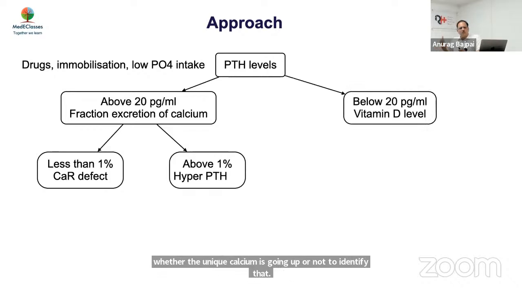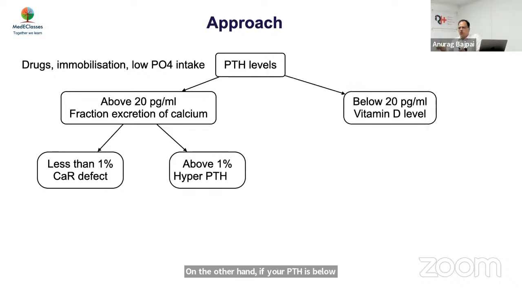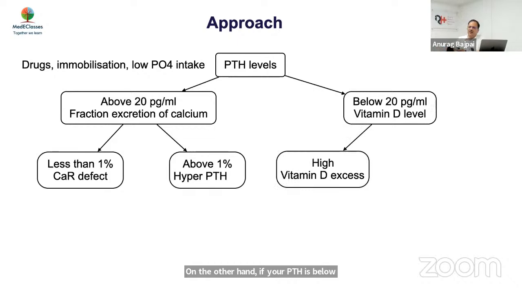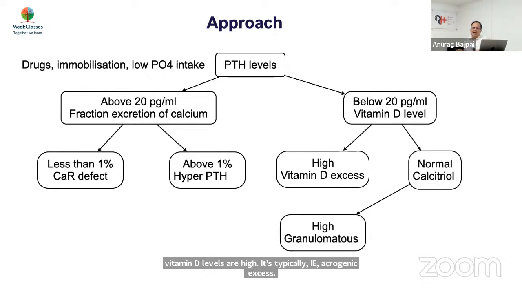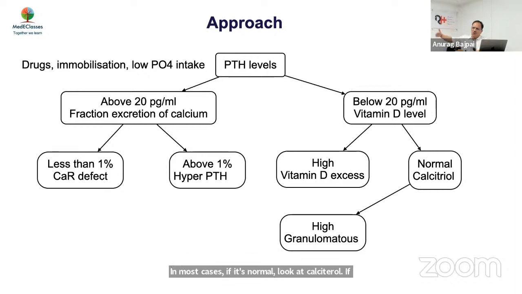On the other hand, if your PTH is below 20, you should look at the vitamin D level. If vitamin D levels are high, it's typically an iatrogenic excess. In most cases, if it's normal, look at calcitriol. If calcitriol is high, think of a granulomatous disease like sarcoidosis, tuberculosis, lymphoma, or if you're talking about a neonate, you're looking at fat necrosis as a possibility.